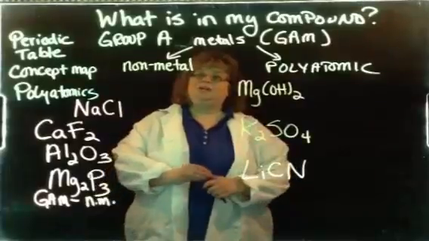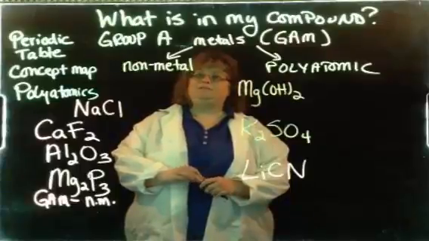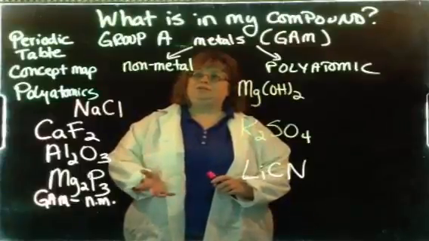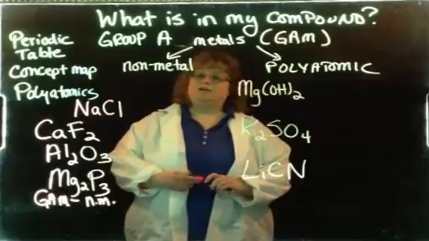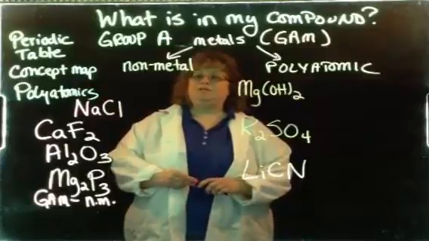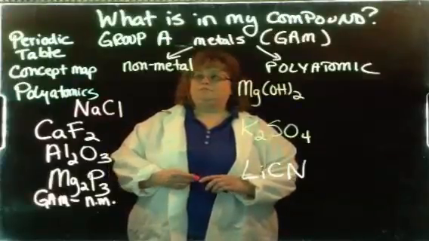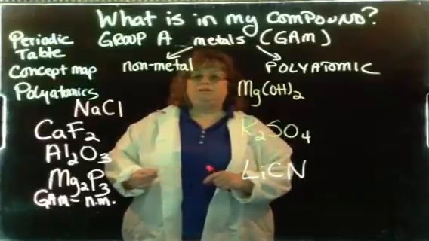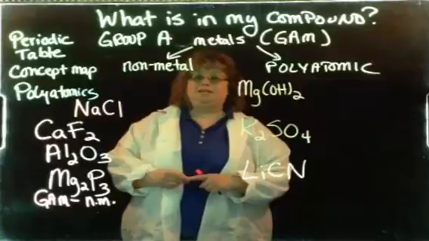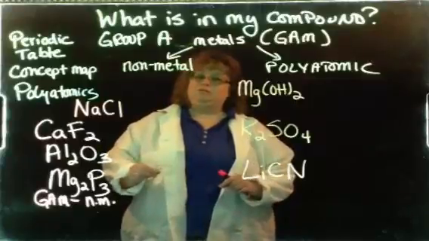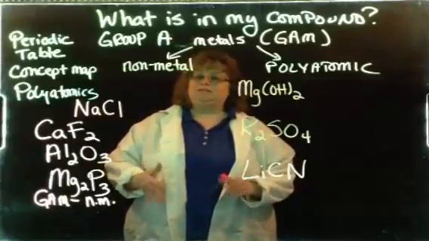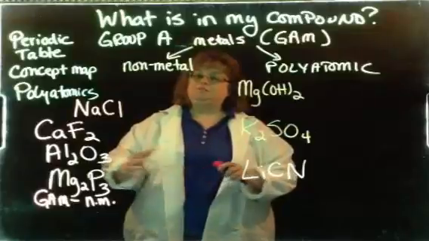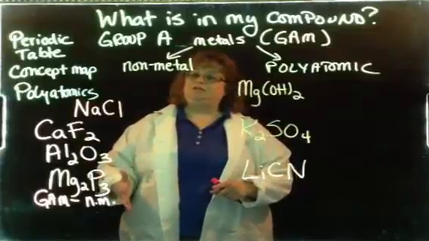Today we're going to learn how to name compounds. And in order to do this, we're going to always ask ourselves, what is in my compound? How I'm going to accomplish that is I'm going to make sure that I have a periodic table on hand, because we learned where the group A metals were located on the periodic table. We learned where the metalloids were, the transition metals, and the group A metals. All right, so make sure you have a periodic table there on your desk.